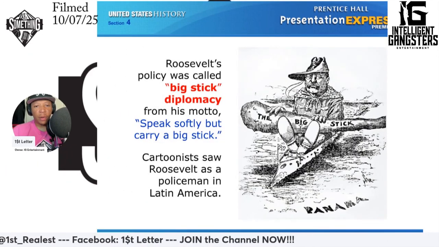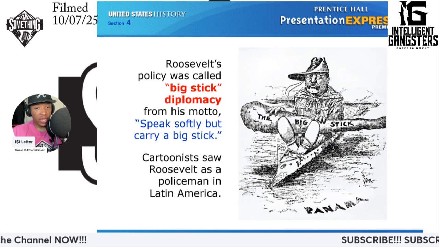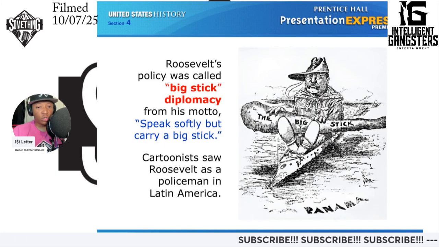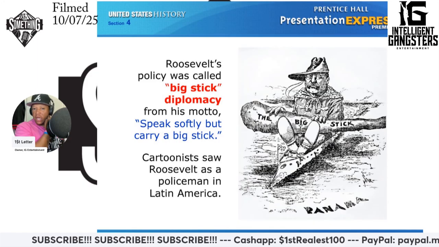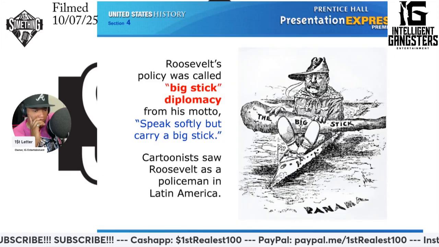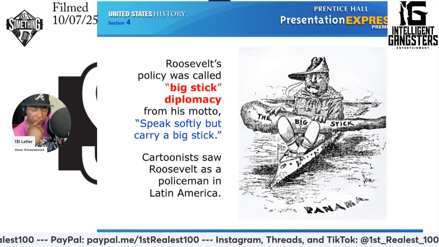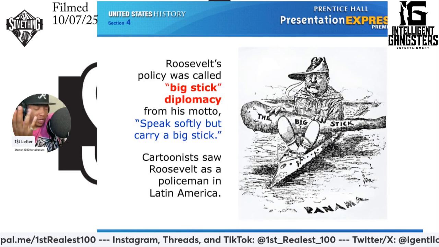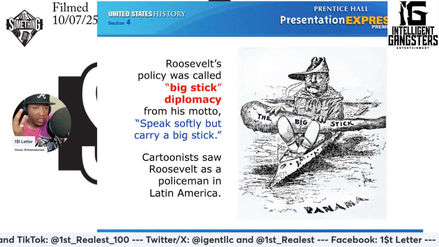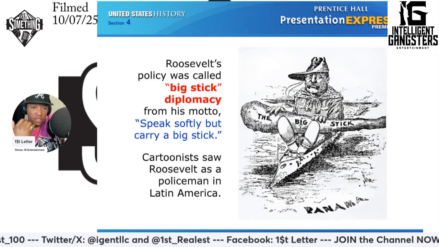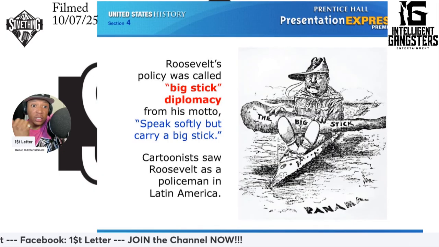All right, it says Roosevelt's policy was called big stick diplomacy from his motto, speak softly, but carry a big stick. Cartoonists saw Roosevelt as a policeman in Latin America. Now, that whole speak softly, but carry a big stick actually comes from Africa. It says it's an old African proverb. I don't know what part of Africa, but based on what I read, it comes from Africa, and he adopted that. You know what I'm talking about? So speak softly, but carry a big stick, and the stick is a metaphor. In his case, the stick refers to the military.